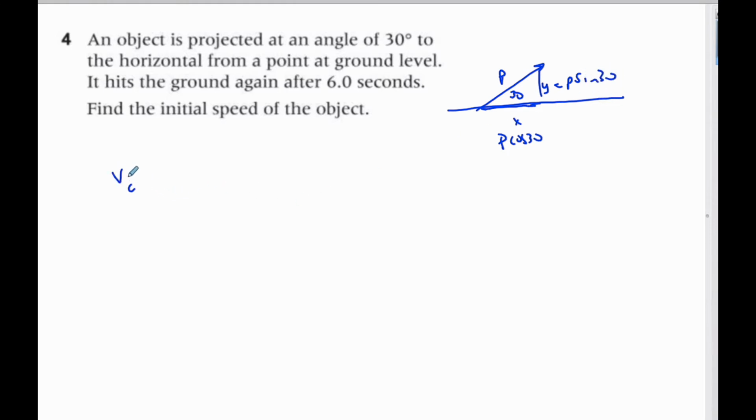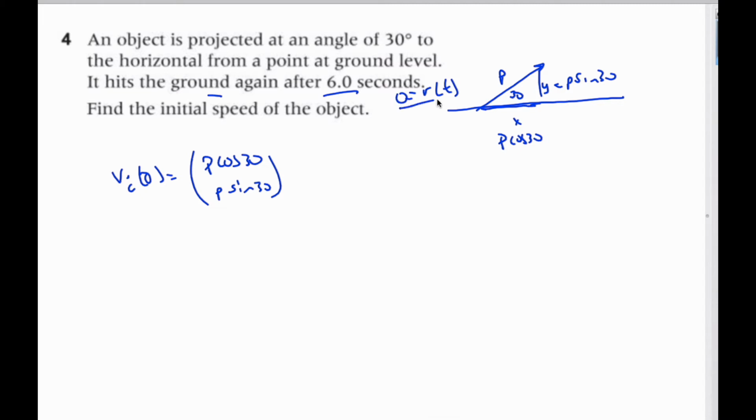So my initial velocity, I'll call it v of t, or maybe I could just say velocity at 0. Yeah, that's good. Velocity at 0 is equal to p cosine 30, p sine of 30. I'm asked for the initial speed, and it hits the ground again at 6 seconds. If it hits the ground, that is going to be my r of t. If I find r at t equals 6 seconds, I know it's going to hit the ground, and that is going to equal 0 for the y value.